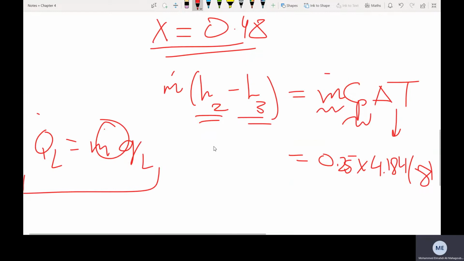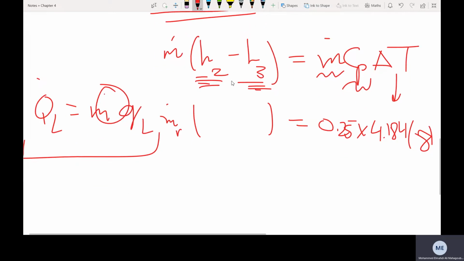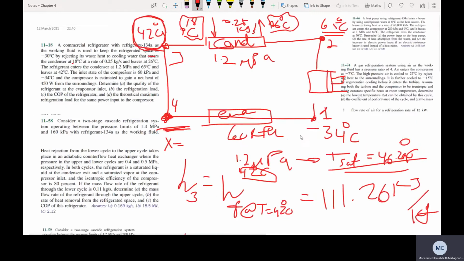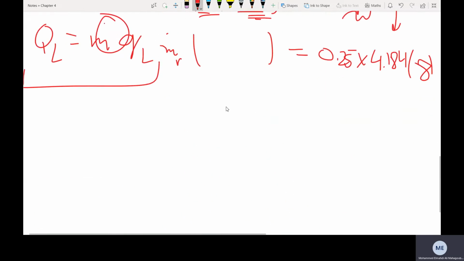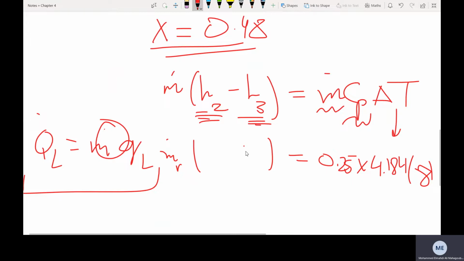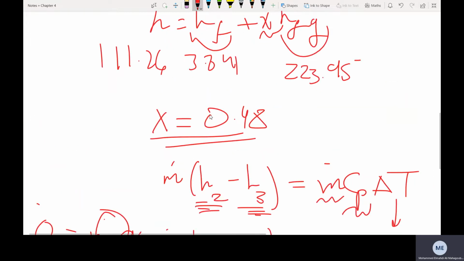So 8 degrees, and here we need to find what is H2, what is H3, and here m dot of the refrigerant. Let me call it refrigerant so I don't forget it. Let me just substitute the values of H2 and H3. H3, we found it before. It was 1.26. So here we put 1.26 minus, what is H2?